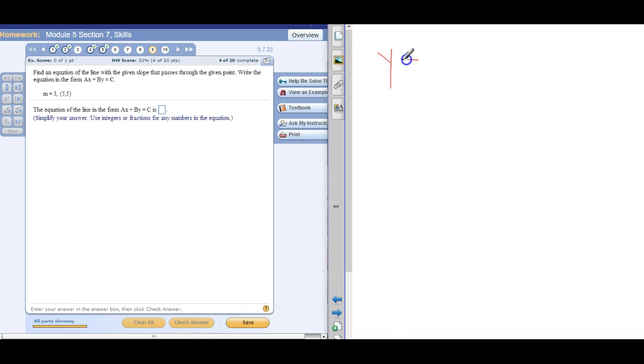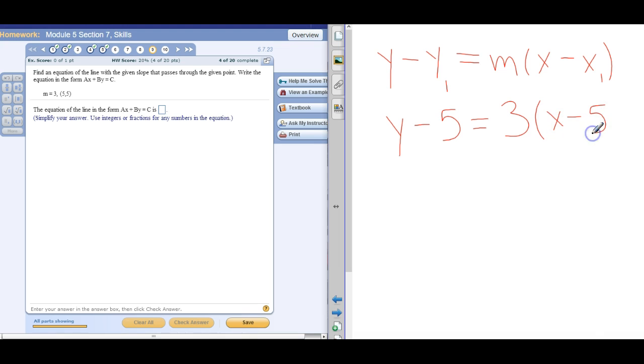This is called point slope. Y minus y1 equals m times x minus x1. And in this, m is the slope, and x1 and y1 are these coordinates of this point 5, 5. So we plug in everything that we have. Y minus the y coordinate here is 5 equals m is the slope here, which is 3, and then x minus x1 is also 5. So there is the equation in what we call point slope form.